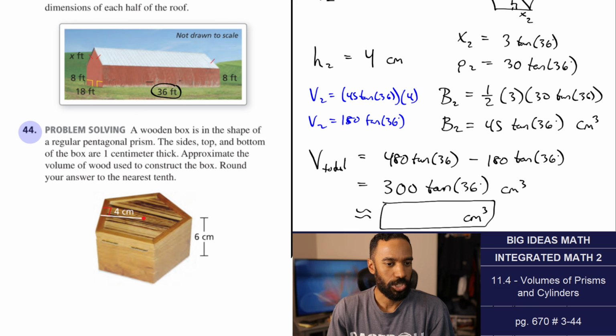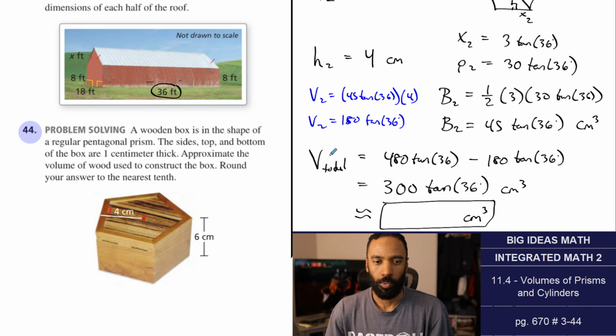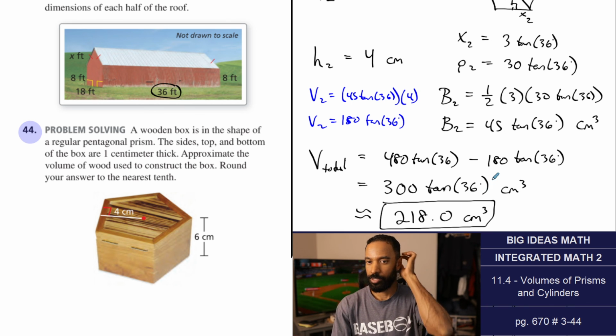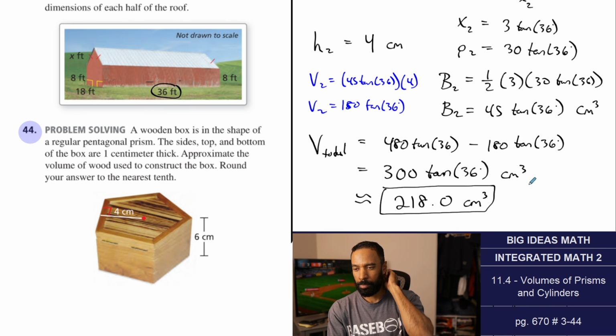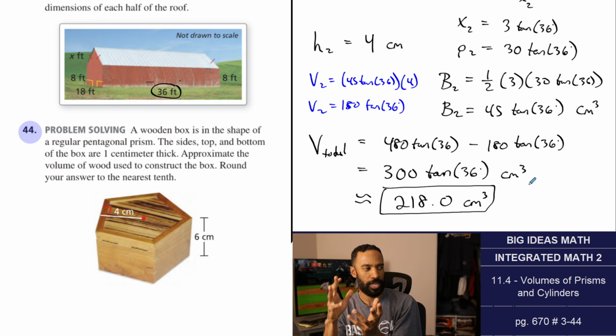So when I calculate this one, 300 times tangent of 36, I'm getting 217.96. So what did they want us to round to? Nearest tenth. So 218.0 cubic centimeters. So that's where I'm going to go with that one. That's what I believe it's supposed to be based on the box nature, the appearance of the thing, and the nature of boxes themselves.